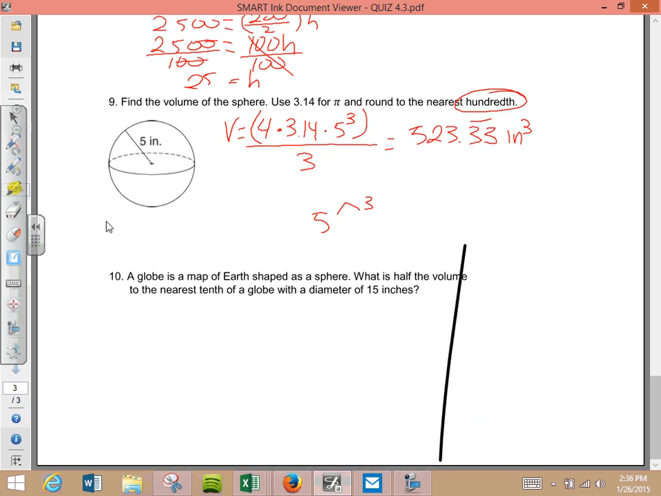Hang on. So I'm going to use this one right here. I want the homework to be like 15 instead of 5 for the radius. Yeah. Instead of 5 for the radius. I'm going to use it here, might as well.